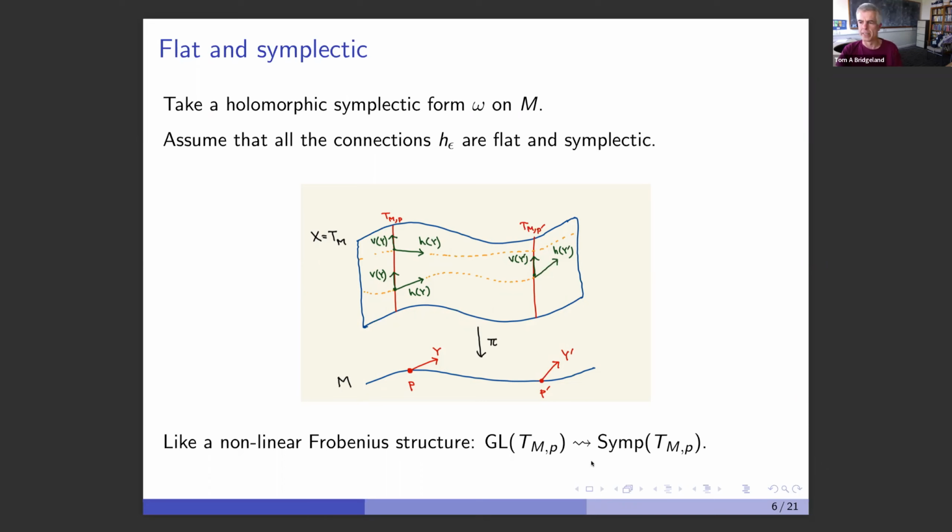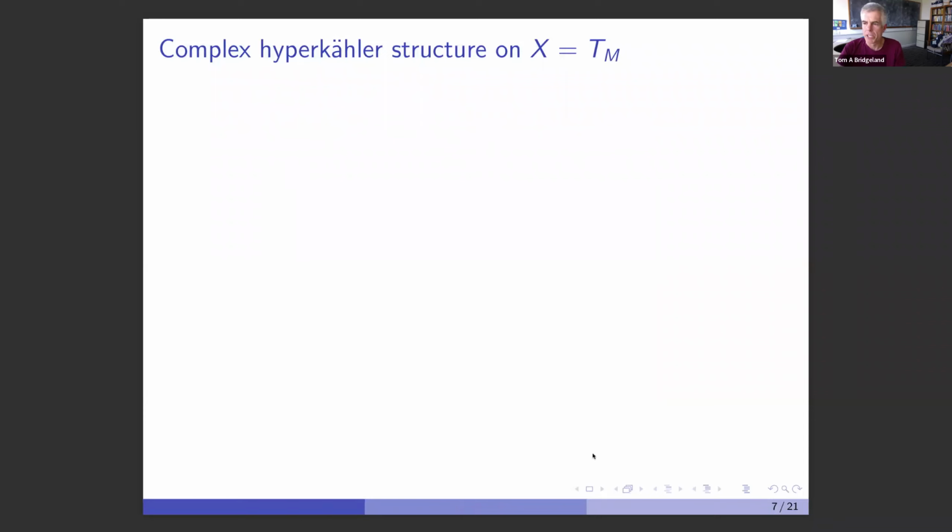But it is, formally, quite similar. Okay, and the structure I've just given you gives rise to a complex hyperkähler structure on X. The reason for this is that you now have a splitting of the tangent bundle to X, namely the vertical directions and the horizontal directions. You can write this as a direct sum, and each of these is identified with the tangent bundle downstairs by these maps V and H.